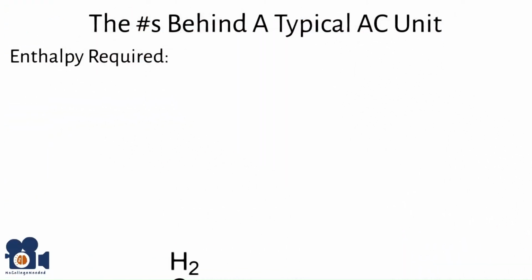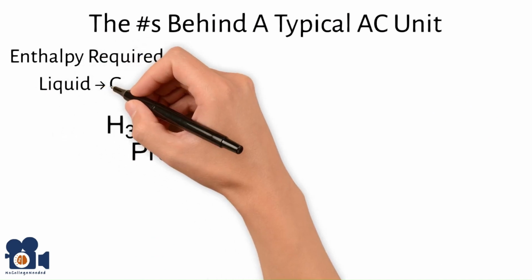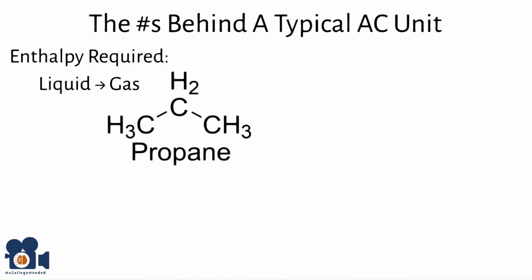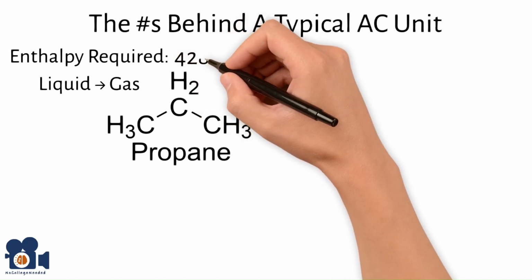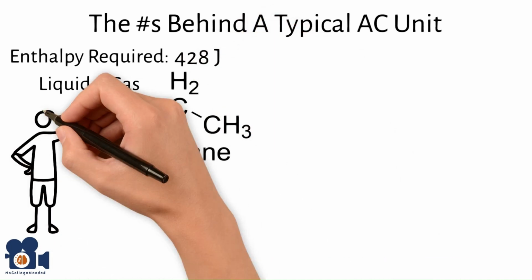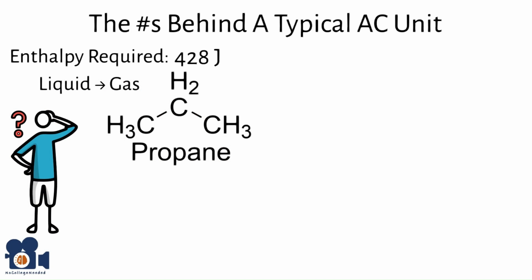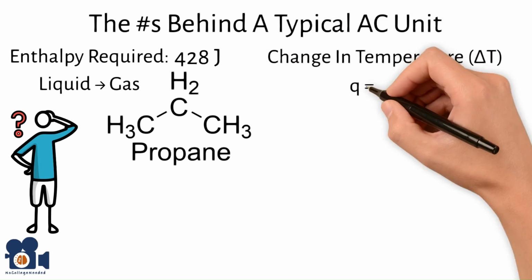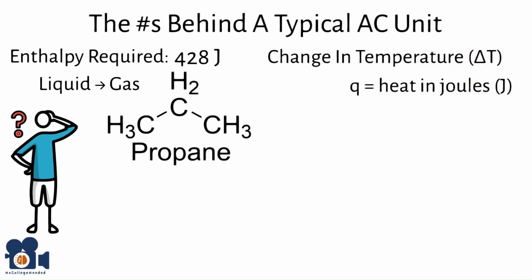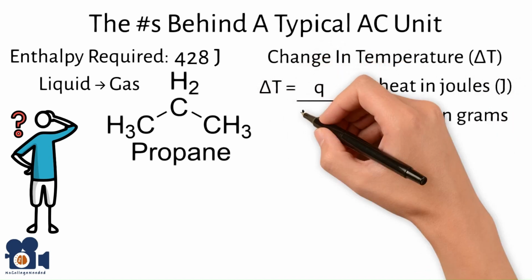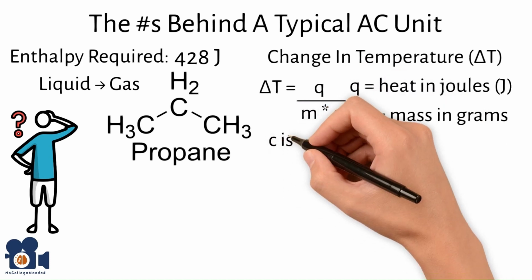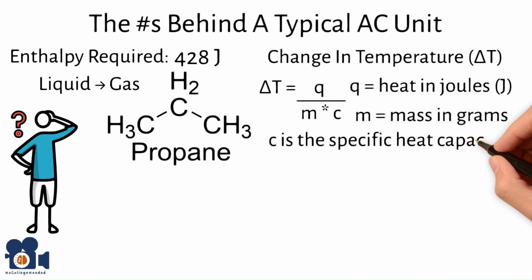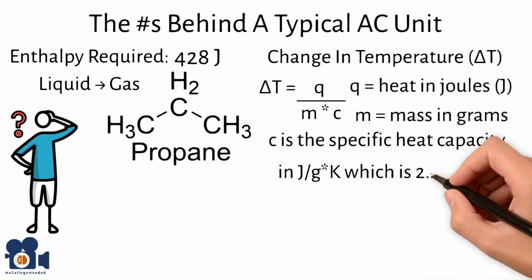The enthalpy required to change propane, a highly efficient refrigerant, from liquid to gas at its boiling point of negative 42.1 degrees Celsius or negative 43.8 degrees Fahrenheit, is about 428 joules. But that doesn't really tell you much about temperature changes, so we need an equation for that. The formula to calculate the change in temperature, delta T, when a certain amount of heat, Q in joules, is added or removed from a mass, M in grams, of a substance is delta T equals Q divided by M times C, where C is the specific heat capacity in joules per gram Kelvin, which is 2.22 joules per gram Kelvin for liquid propane.